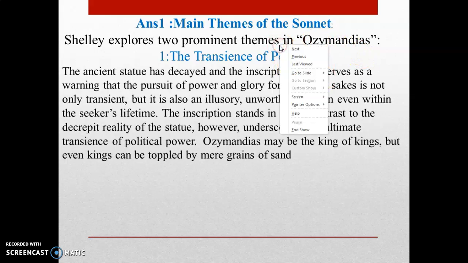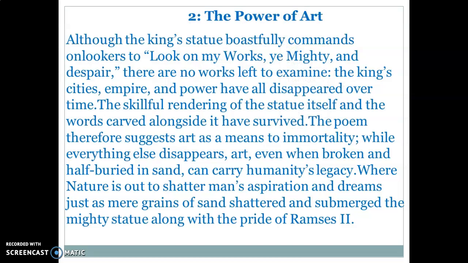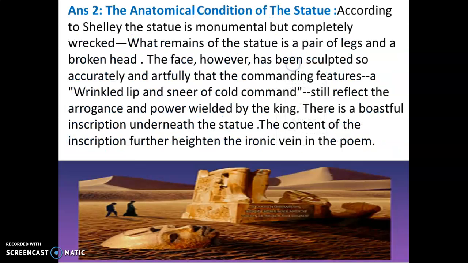Ozymandias may be the king of kings, but even kings can be toppled by a mere grain of sand. Then the second theme is the power of art. Although the king's statue boastfully commands onlookers to "look on my works, ye mighty, and despair," there are no works left to examine. The skillful rendering of the statue itself and the words carved along its side have survived. The poem therefore suggests art as a means of immortality, while everything else disappears.